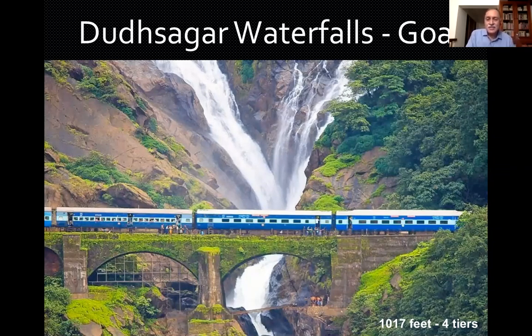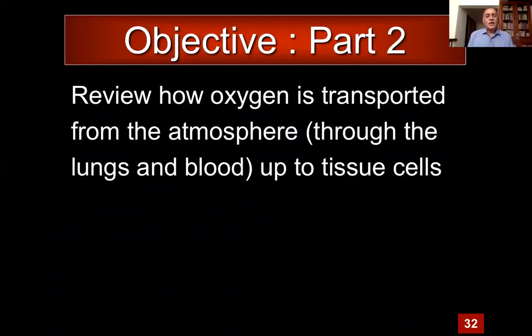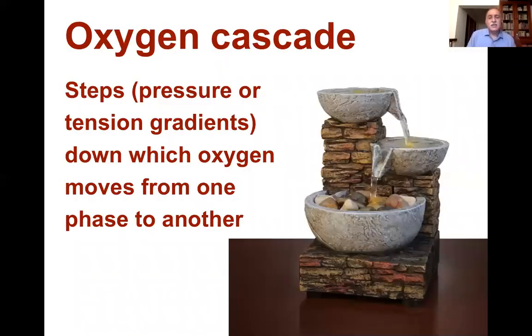And the reason I mention this is because I just want to emphasize the fact that gases and liquids always flow down a pressure or concentration gradient. Now, if you have to review how oxygen is transported from the atmosphere to the tissue cells, we need to break this up into several processes, because the transfer of oxygen from the atmosphere right down to the tissue cell takes place in a number of steps, which includes what is called the oxygen cascade.